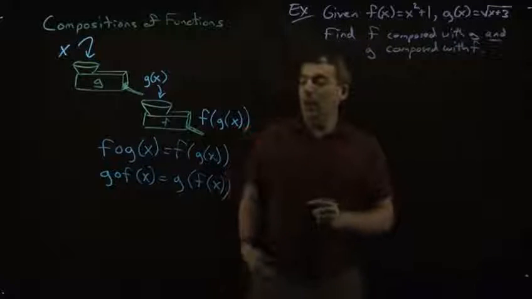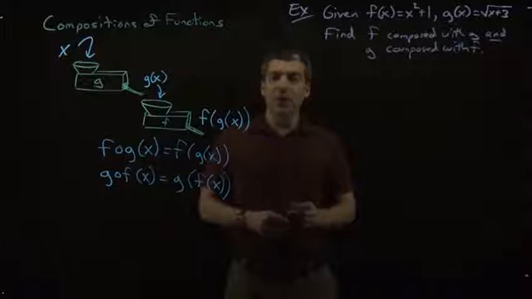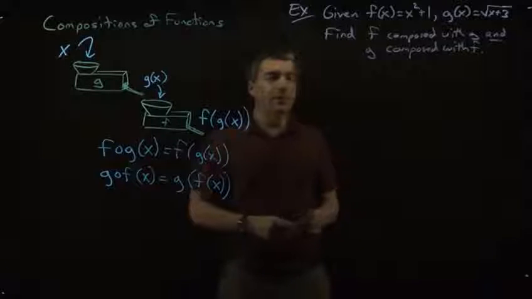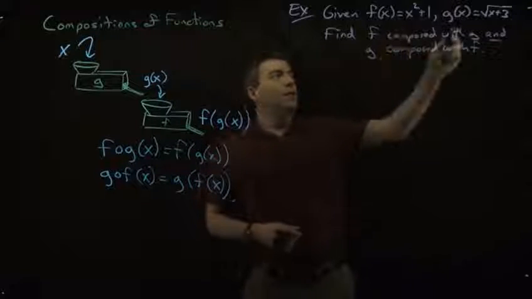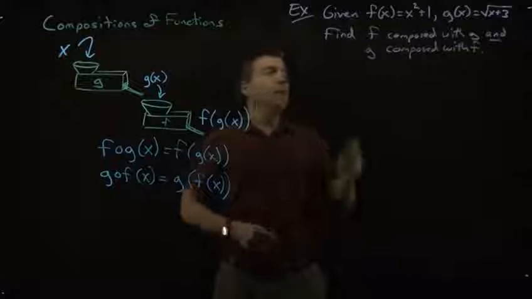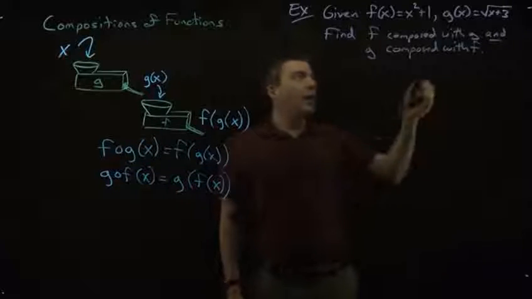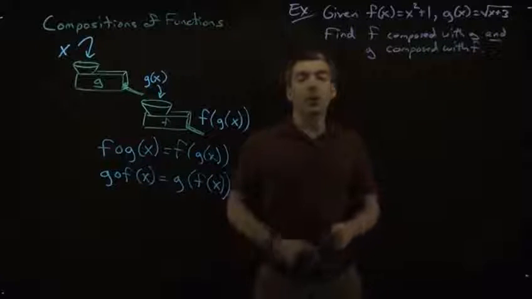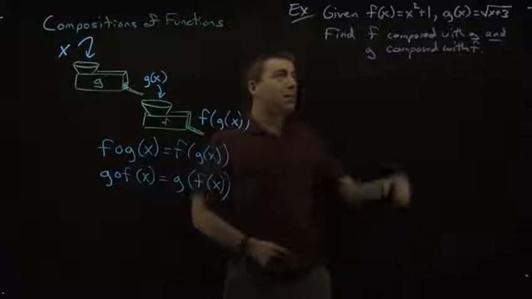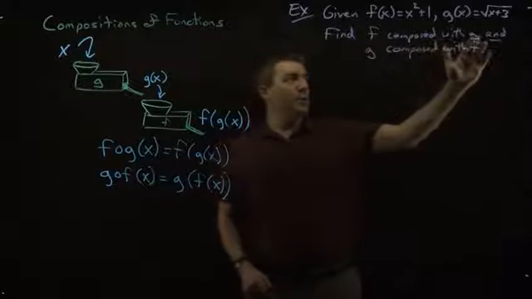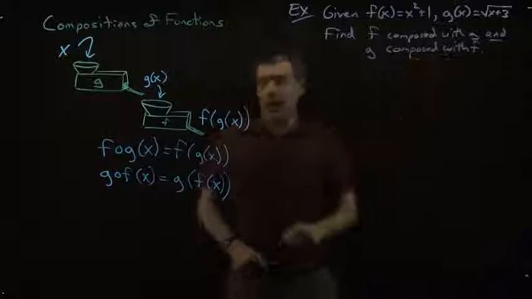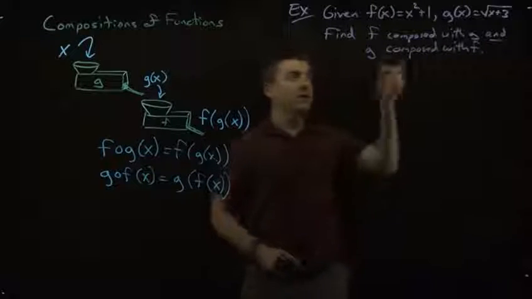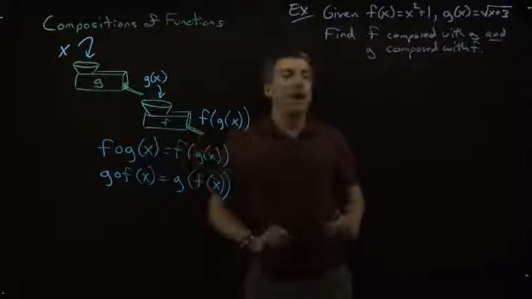All right. Let's do an example with the composition of functions. So here we'll take two functions we had in the last video. f of x equals x squared plus 1, and g of x equals the square root of x plus 3. We're going to find f composed with g and g composed with f. So we'll find both of these for these functions. Let's start with f composed with g.